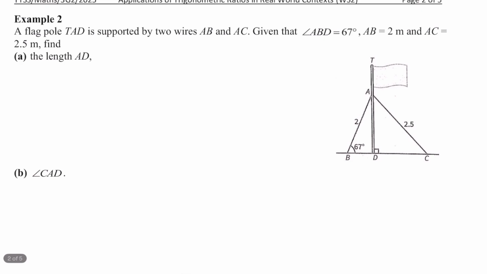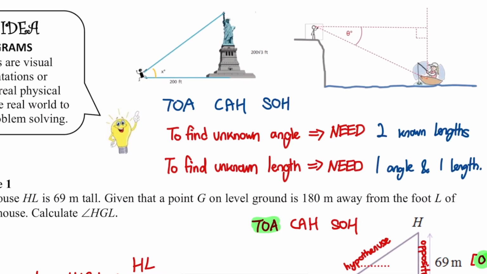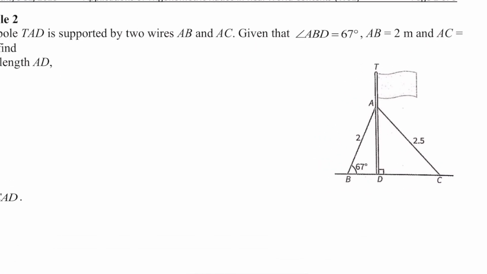So over here, I'm trying to find an unknown length. We go back to what I wrote over here. To find one unknown length, I need one angle and one length. So I look at the diagram given. In this right angle triangle, do I have one known length and one known angle? You note that in this right angle triangle here, I have a known length and a known angle. So therefore, I want to find the length AD.